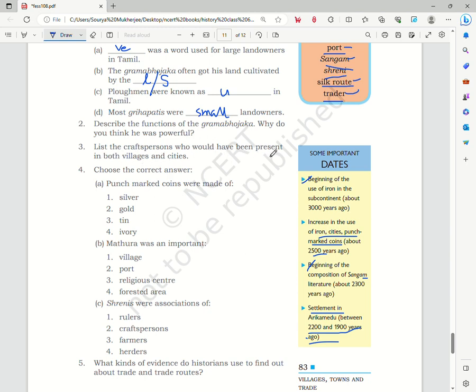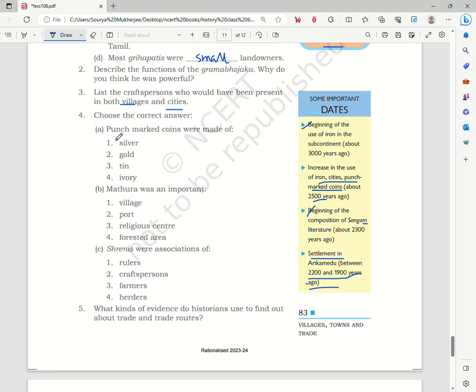List the craftspersons who have been present in both villages and cities. So in both villages and cities we see the metalsmiths were there, weavers were there, carpenters were there, the pottery makers, goldsmiths. All of these were there. The basket makers, all these different types of craftsmen were present in both villages and cities.